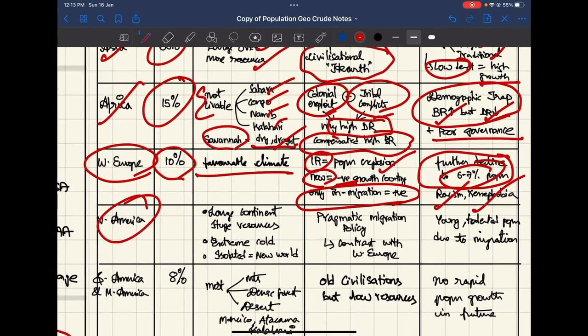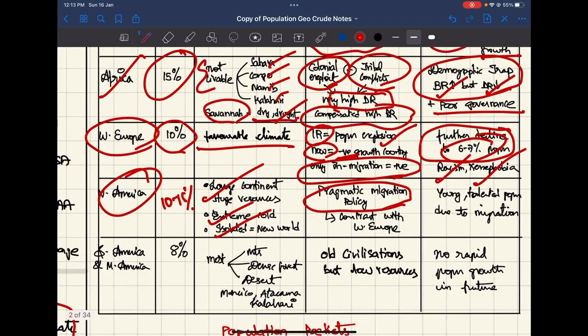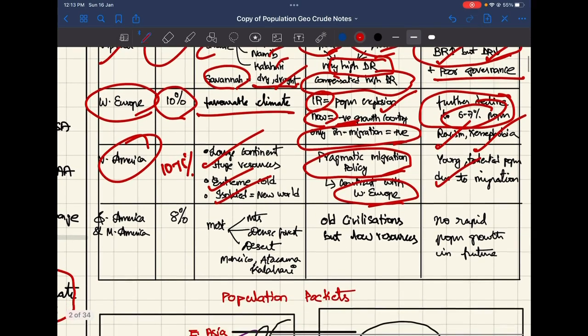North America has something like 10 to 15% population. It has very huge resources, a large continent, but most of it is extremely cold and isolated. Due to the pragmatic migration policy, it is able to maintain its population numbers. You can contrast it with Western Europe. It has young talented population due to migration.